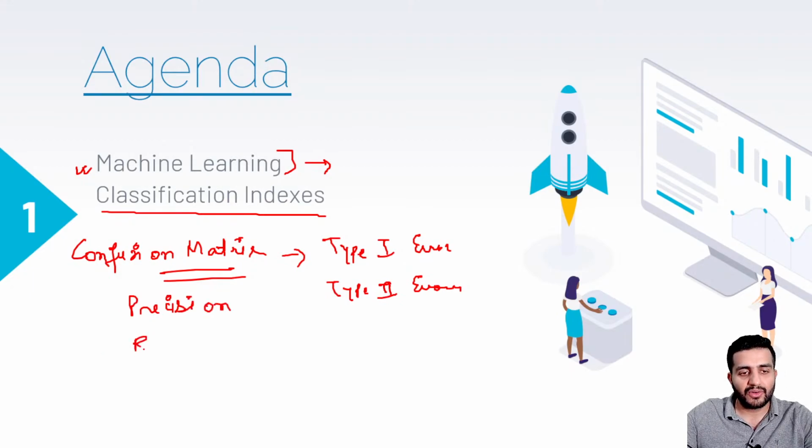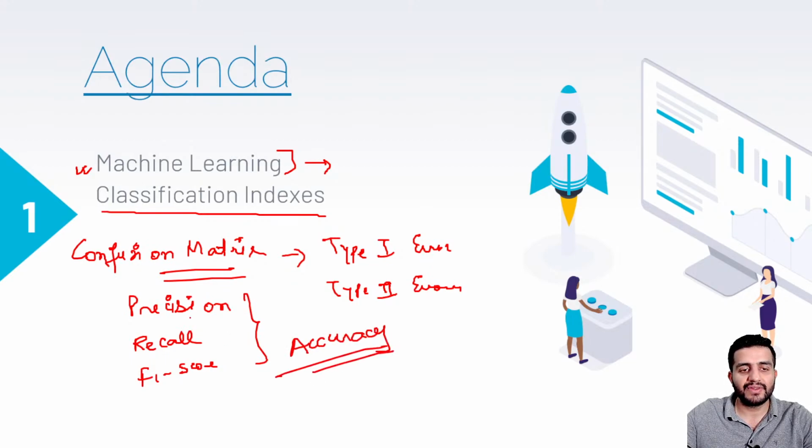We're going to talk about recall. We're going to talk about F1 score. And then there's again something called accuracy, right? So all of these four, we will be discussing around this confusion matrix in detail, and we'll try to explain with examples as well. So we'll look into this.